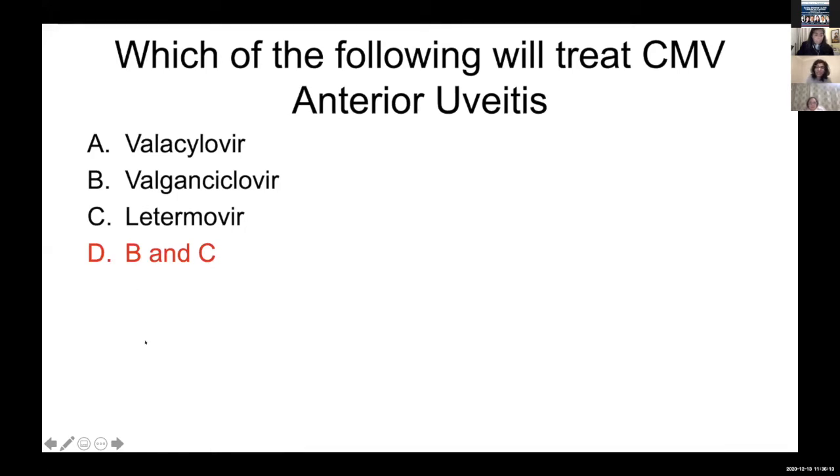So let's talk a little bit about treatment of CMV anterior uveitis, and I'm focusing on that because I think people are less familiar in general with this. Even when I was in residency, I'm not sure we even were that aware of this condition.